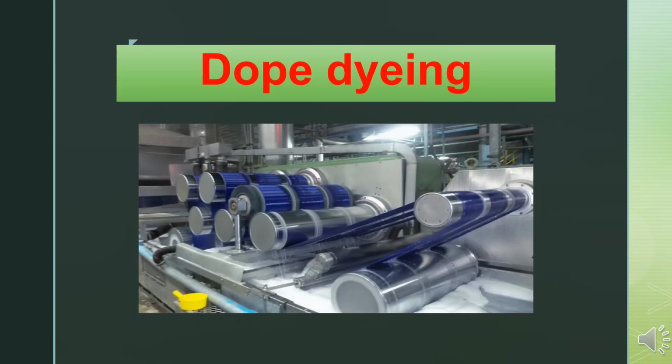Dope dyeing. In dope dyeing, pigments are added to the polymer solution itself before extruding the fibers. The process provides the dyed fibers with excellent fastness properties. The dope dyeing applies to synthetic fiber only. This method of dyeing is also known as solution dyeing, spin dyeing, and mass coloration, or mass colored. It has limited color options.